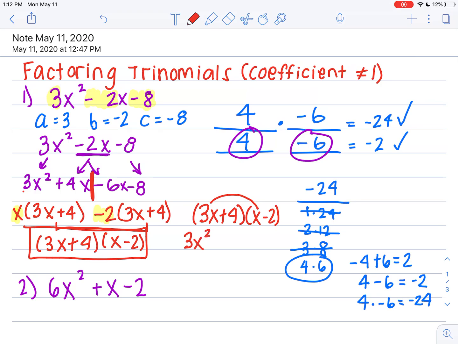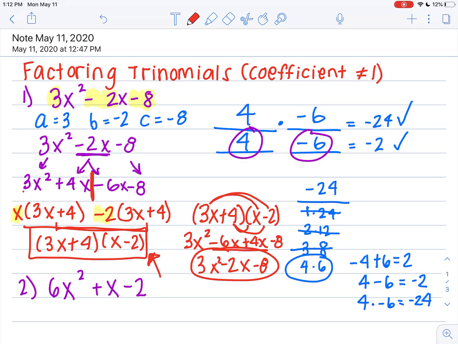Okay, so 3x times x is 3x squared. I'm just FOILing. 3x times -2 is -6x. 4 times x is 4x. And 4 times -2 is -8. Remember, I can add the middle two terms because they both have an x. So -6x plus 4x is -2x. I'm going to bring down the -8 and the 3x squared. This is the same thing as this, which means this is my answer.